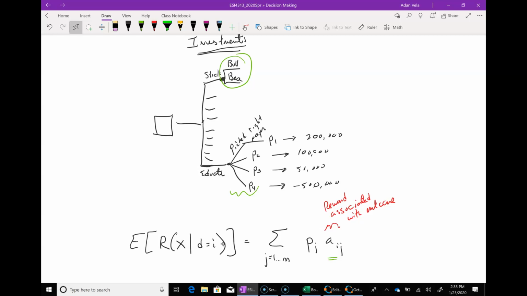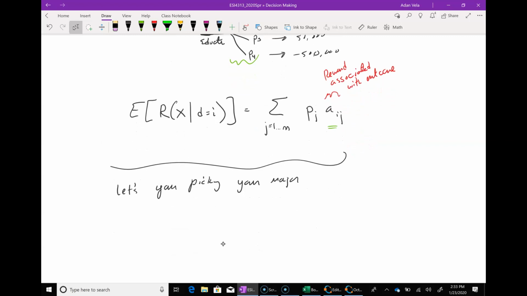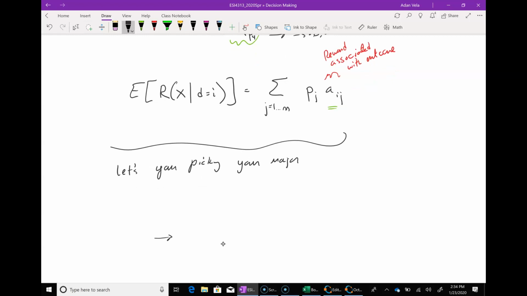That's a single stage. So what we're now going to talk about is you can actually use decision trees in multi-stage decision making. I'm doing this off the cuff, so it might be a little bit off, picking your major. We're going to figure out, if you pick your major, what can you expect your annual income to be? All right. So let's say you got to the university.